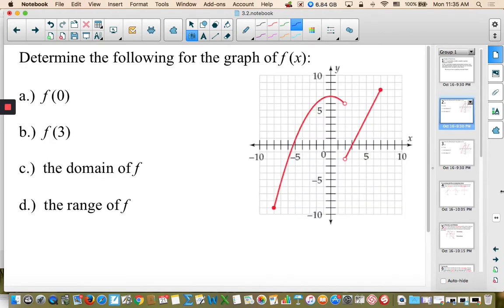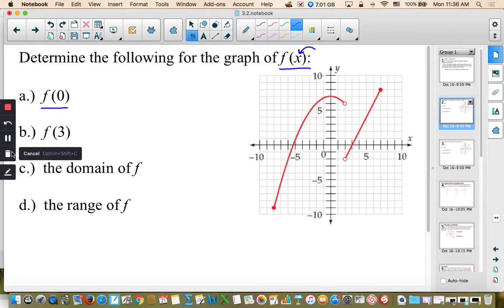All right. First thing we're going to do is we're going to look at a graph and we're going to identify what the function is equal to based on different values of x. So determine the following for the graph of f of x. And if we think about f of x, remember that's just another way of saying y. So we are going to find the value of the graph, what the function is equal to at different x values. So this first one over here is f of 0.